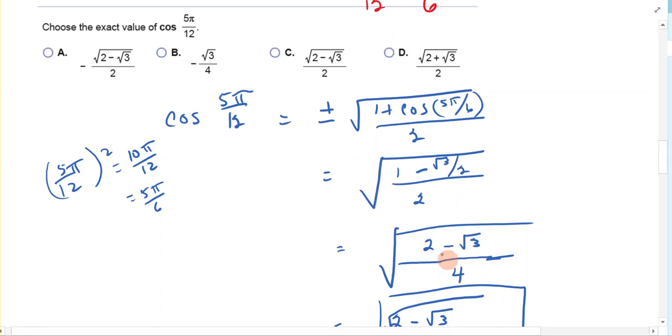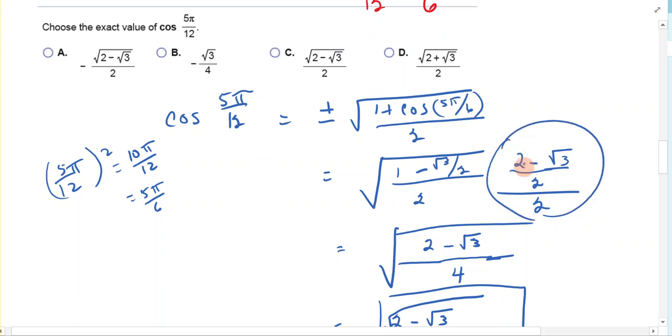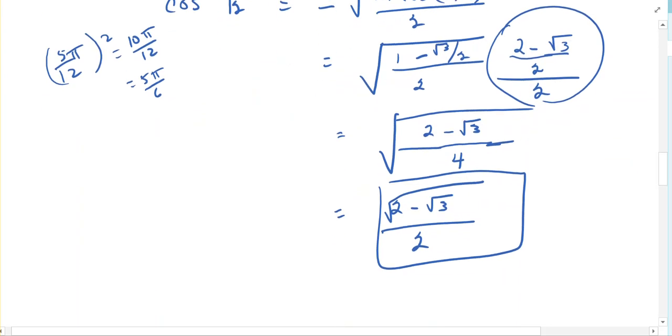All right, so we have 2 minus the square root of 3 over 4, because this was actually 2 minus square root of 3 over 2. That's what that is. And then over another 2. So that's where we got this 4. So that's just something on the side. All right. And then we take out the square root of 4. That's a regular 2. And we have square root of 2 minus square root of 3 all over 2.